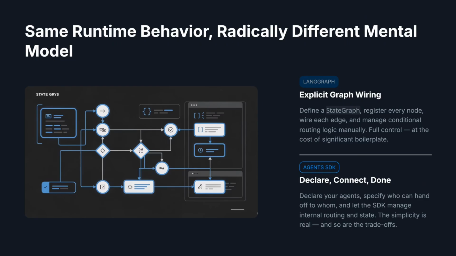Here's the core difference. In LangGraph you define a graph, wire up every edge, and manage state explicitly. With the Agents SDK, you just declare your agents and tell them who they can hand off to. The SDK handles routing and state internally. Now don't get me wrong, that simplicity has real trade-offs that we will hit as we build. Alright, let's get into it.